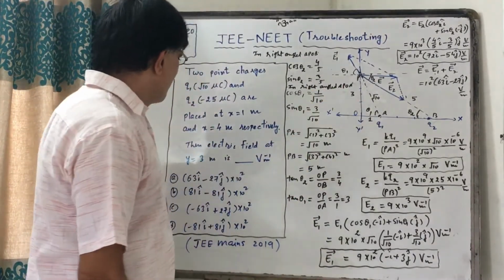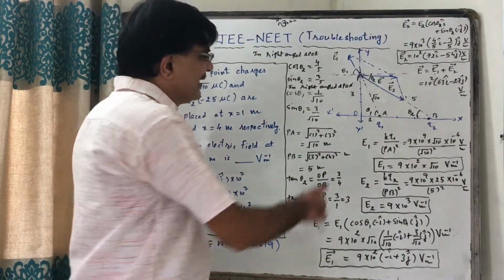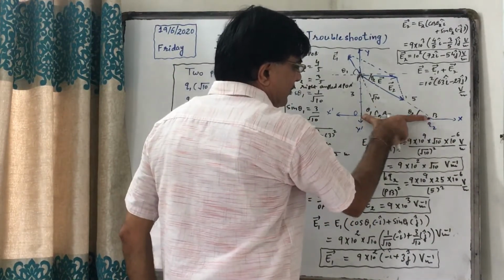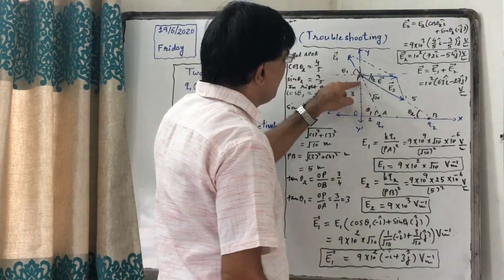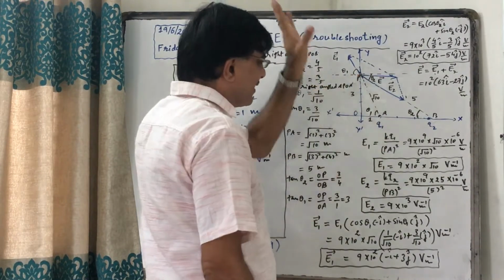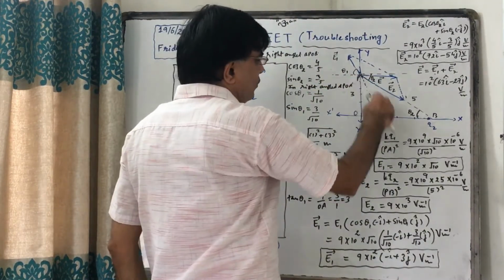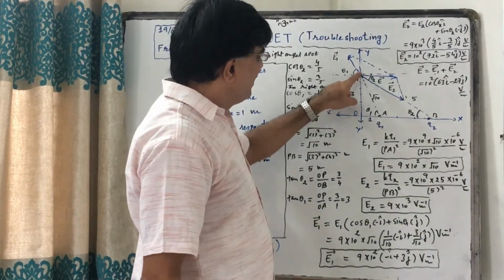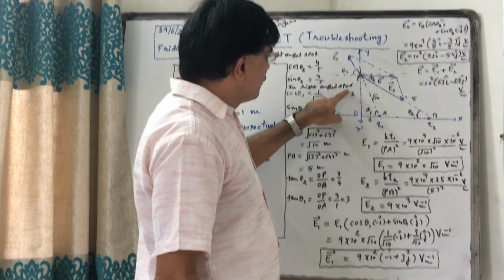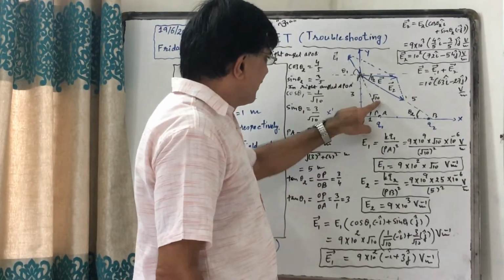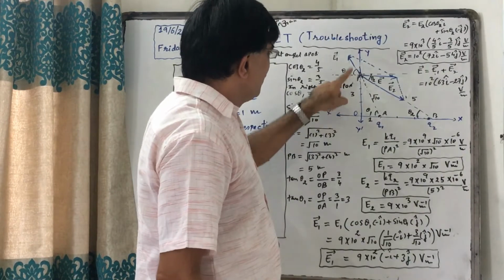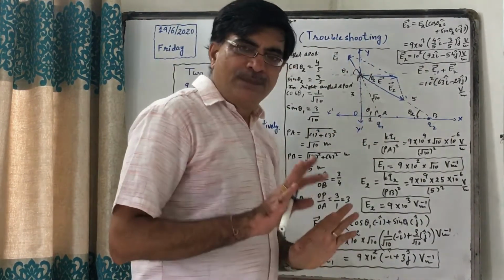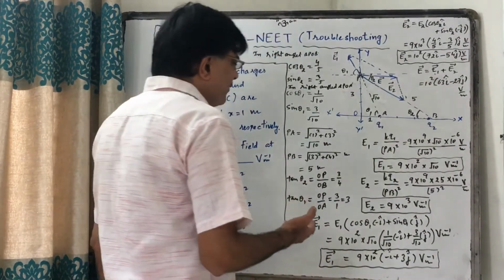First of all, see, Q1 is placed at x equals 1 and Q2 is placed at x equals 4. So this is 1, this is 4. And we have to find out the electric field at point P, which is at distance 3 on the y-axis. So we have prepared two right angle triangles. According to Pythagoras, PA will be equal to square root of 3 square plus 1 square, that is root 10, and PB will be equal to square root of 3 square plus 4 square, that is 5. So we have found out PA and PB.